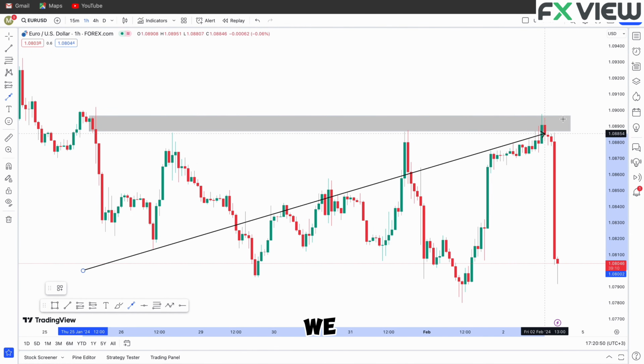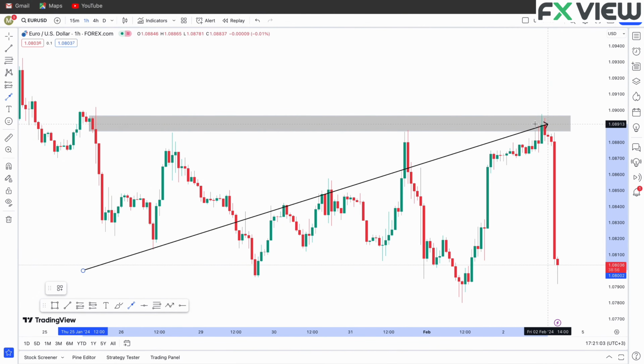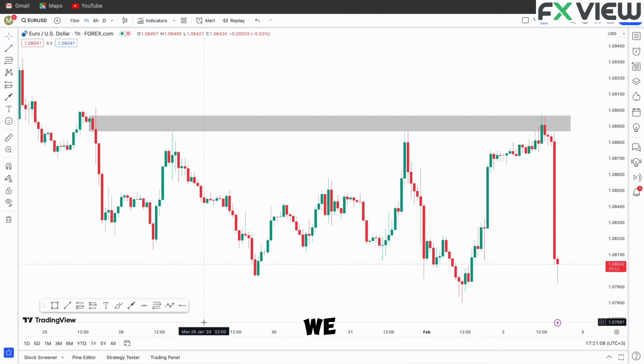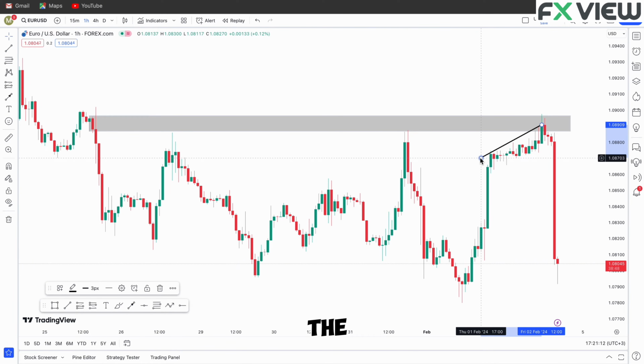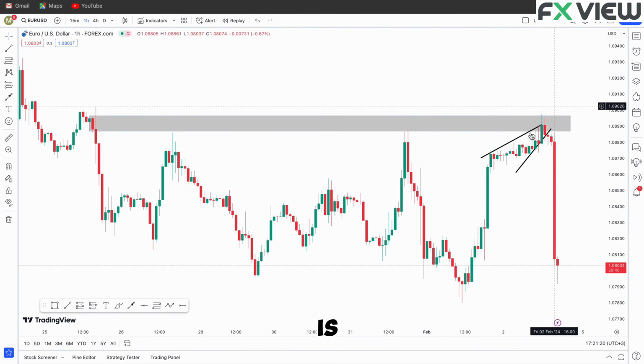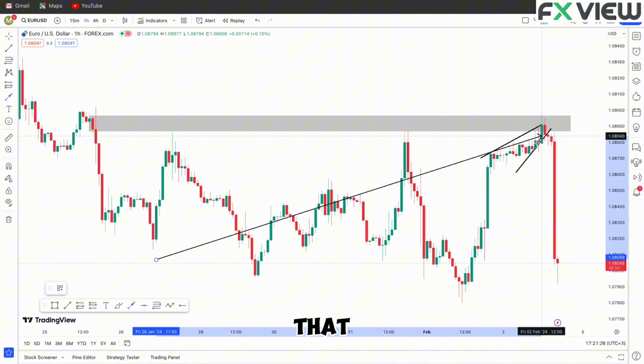In a supply zone, we only expect selling. Anytime price comes back to a supply zone, we are only looking for sales trades, guys. The other thing is we had a rising wedge. A rising wedge is a reversal pattern to the downside. Anytime you see this, you know that price is just going to reverse. You can see this, traders, that is a rising wedge. Now you can see we had a supply zone and a rising wedge that tells us price is going to reverse.